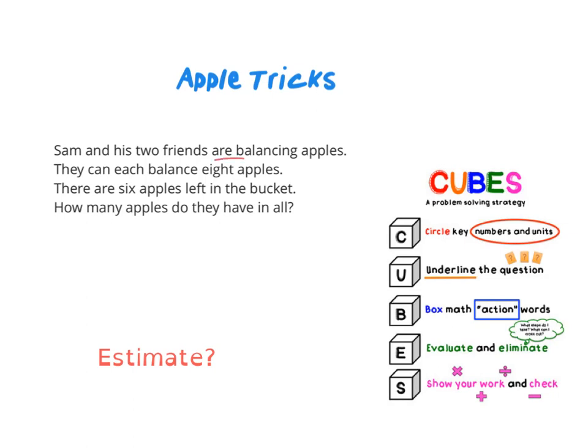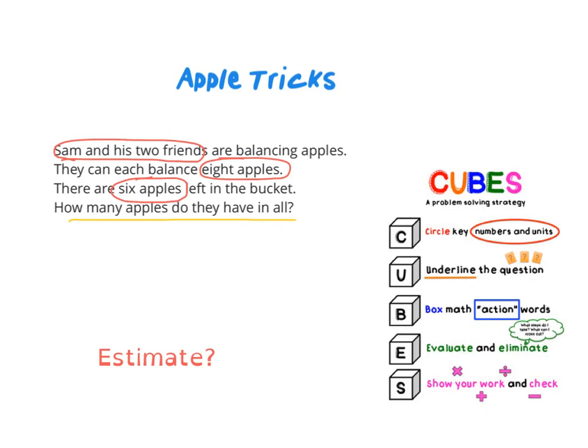So I see that we have 8 apples. And we have 6 apples in the bucket next to them. And we have Sam and his 2 friends. Next, I am going to underline the question. How many apples do they have in all? So based on the question, I know that I am looking for an answer with a label of apples.